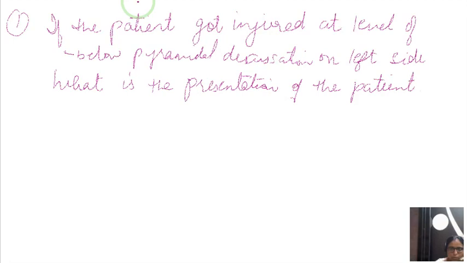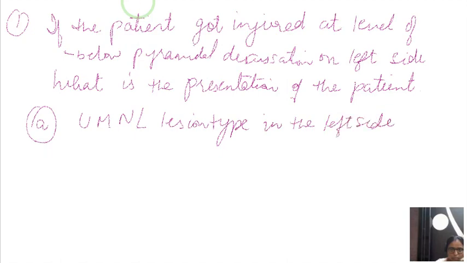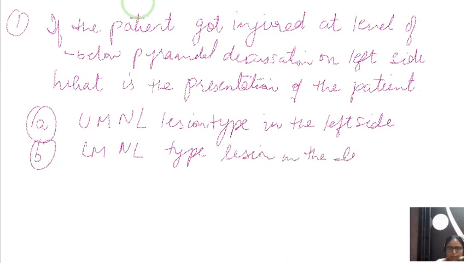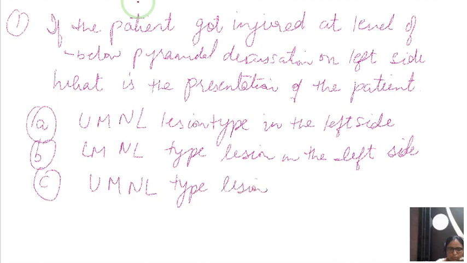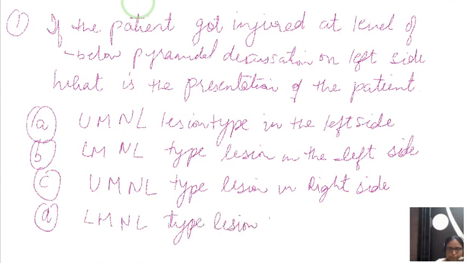Your options are: UMN type lesion on the left side; second option, LMN type lesion on the left side; UMN type lesion on the right side; or LMN type lesion on the right side.